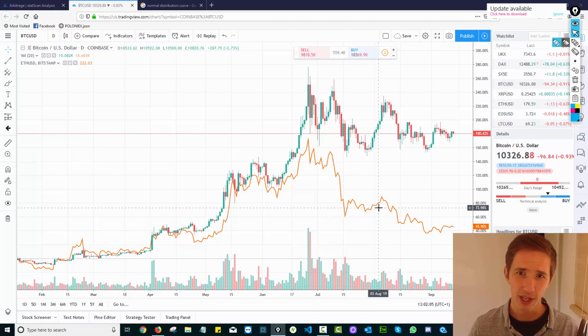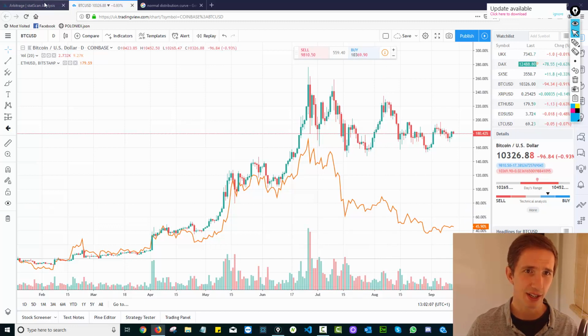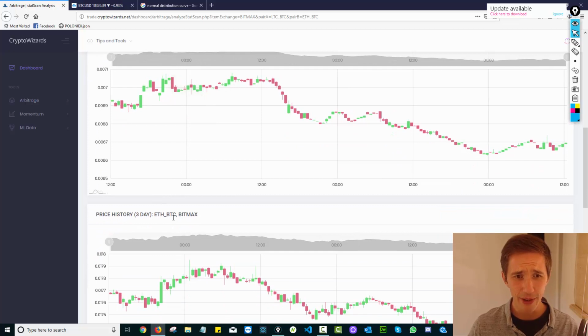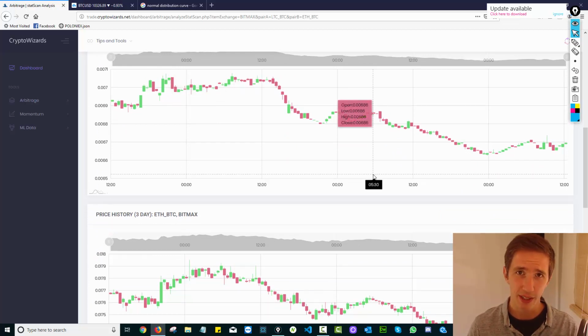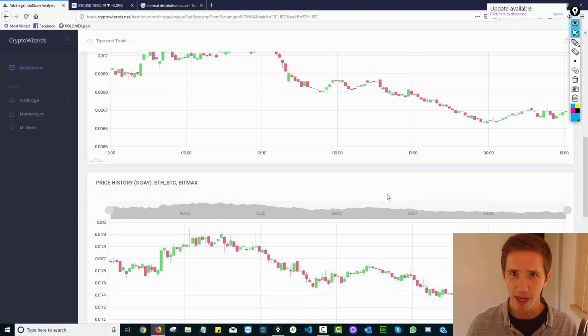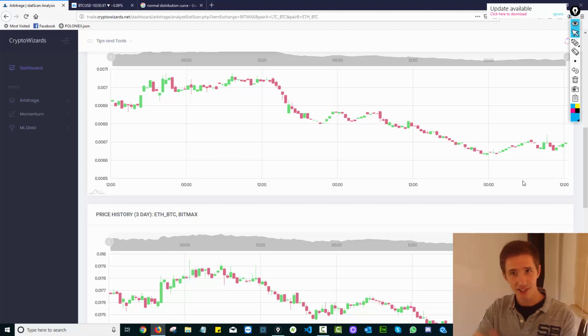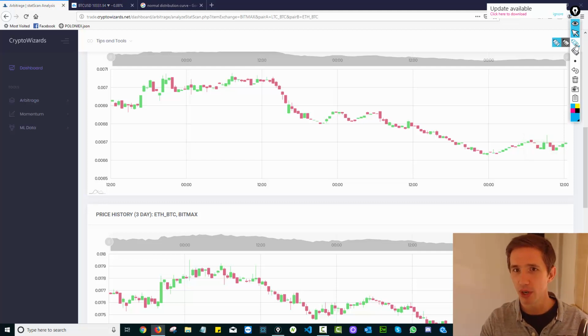So what we're looking for is a co-integrated pair. Right now, for example, I'm looking at Litecoin to Bitcoin and Ethereum to Bitcoin on BitMax. And right now, in terms of 30-minute bars, these two coins are very well co-integrated. Now, what do I mean by co-integration? Well, I think looking at these two price charts, you would agree with me that these two prices are moving with each other. It's almost like there's an elastic band that is pulling them together.